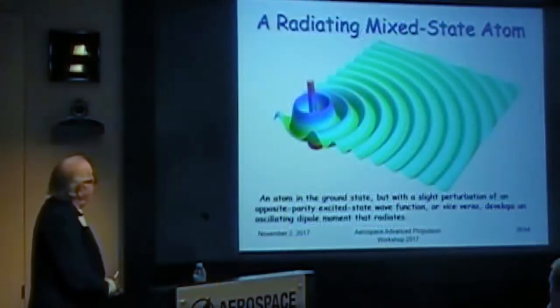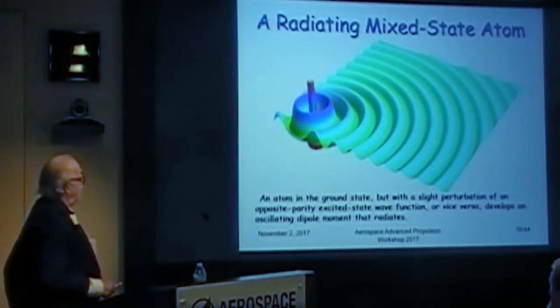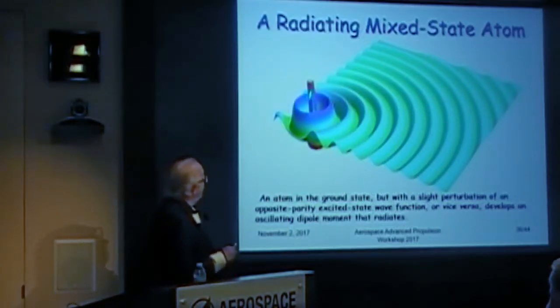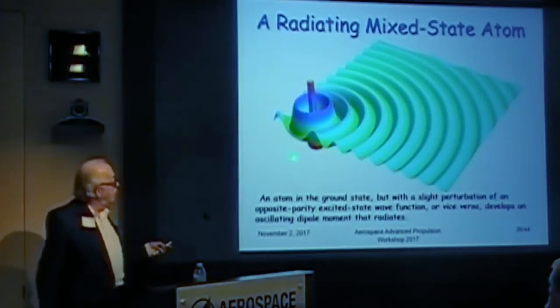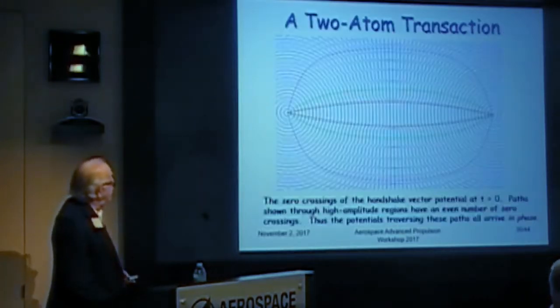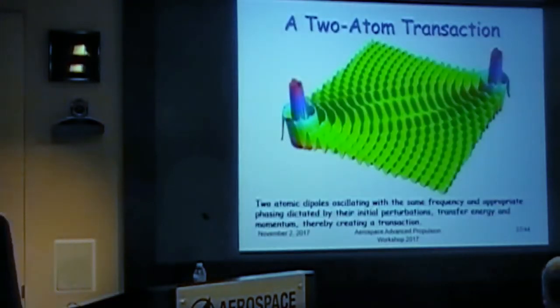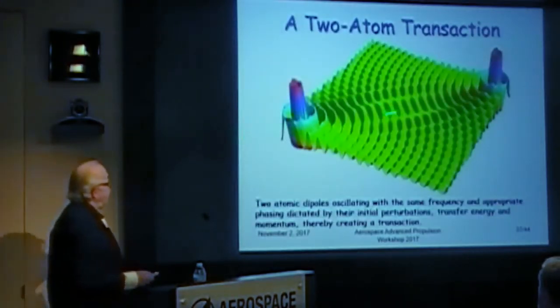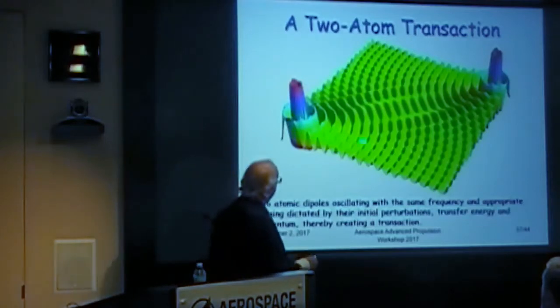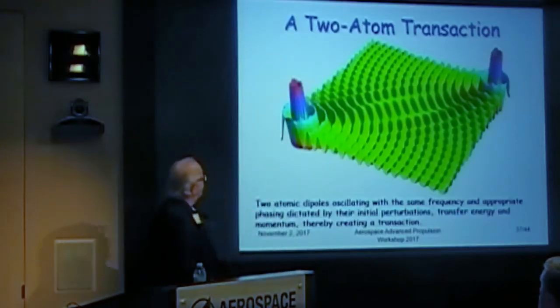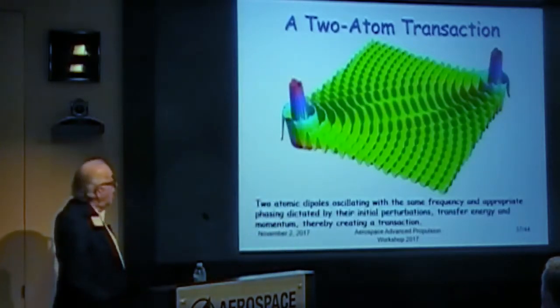Okay, so this is the 4-vector electromagnetic potential generated by one of these oscillating mixed states that I was talking about. Did I miss something? I don't know. Okay, so if we have two of these talking to one another, we get a pattern in the electromagnetic 4-vector potential that looks like this.